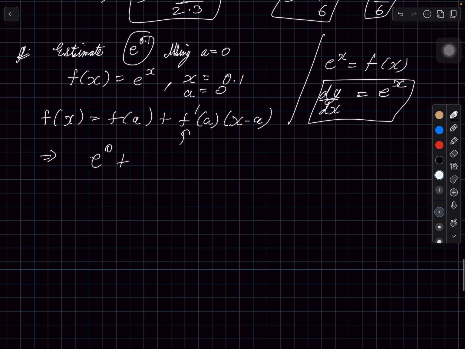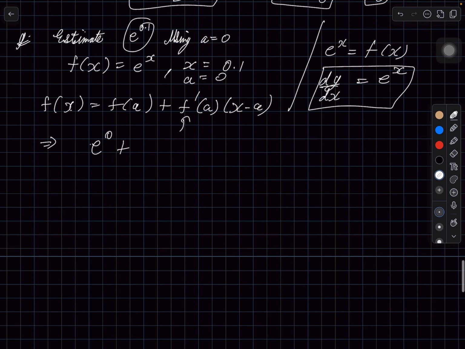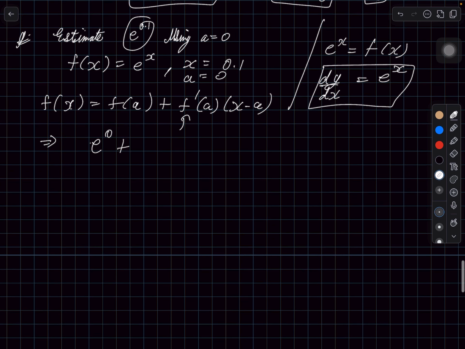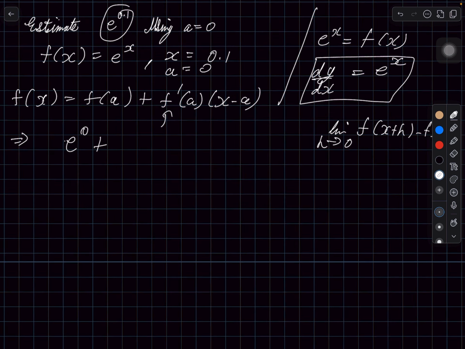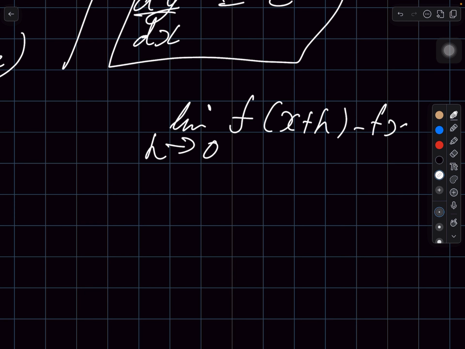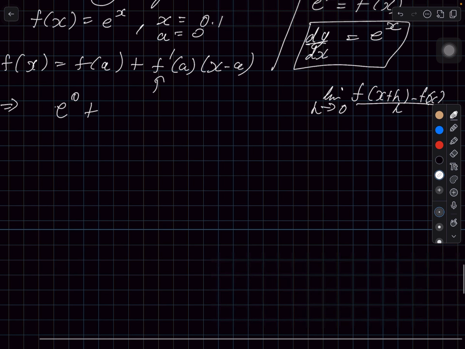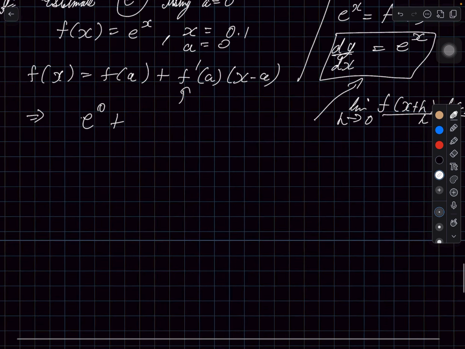And maybe you can, I'm not gonna prove it, but you can get this from the definition of derivative. Do you guys know the definition of derivative? If you don't, just learn it. It's the limit as h goes to 0 of f of x plus h minus f of x over h. If you want to prove it, you can.